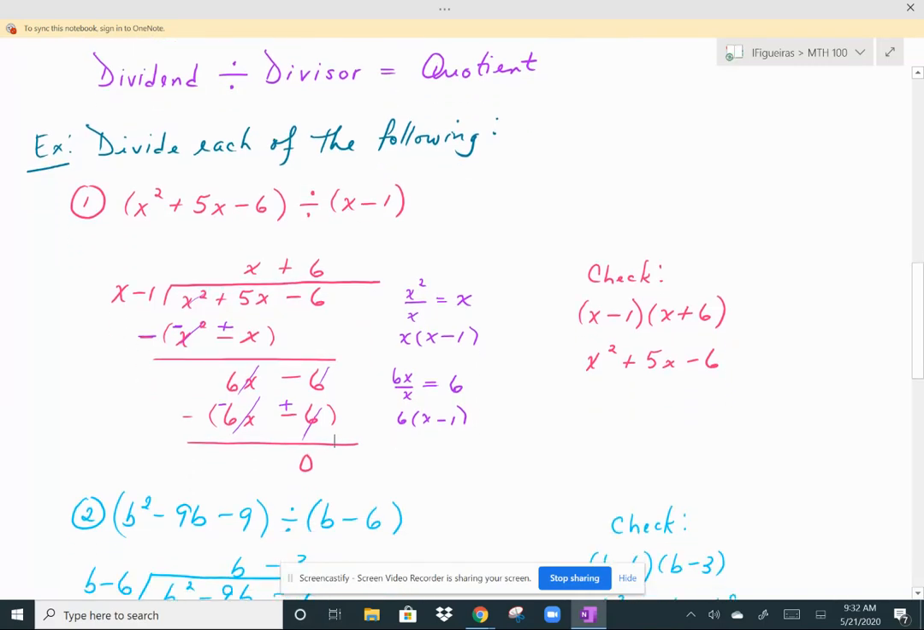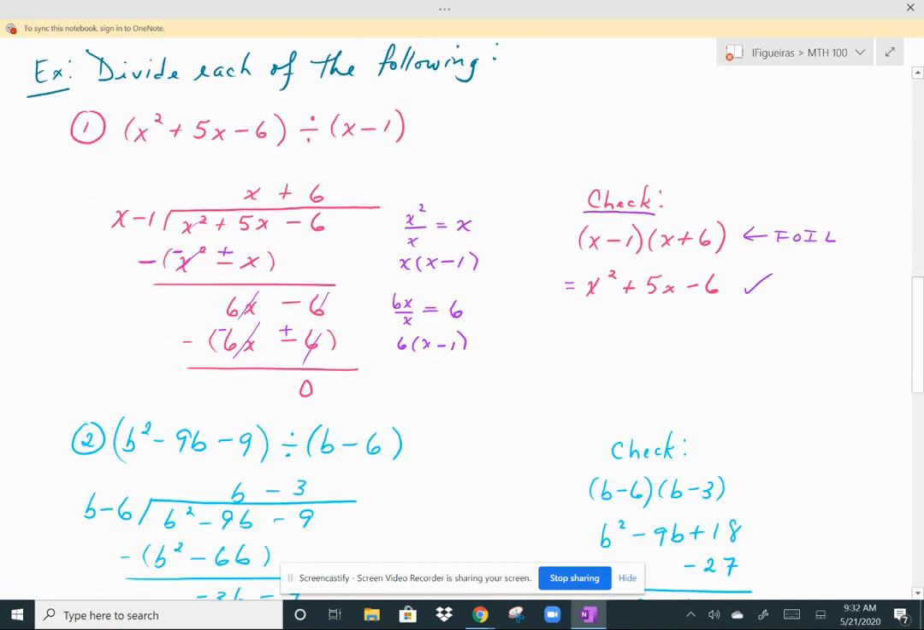And just like long division with just numbers, you can check, which is what I did here. You can take your divisor and multiply it by your quotient or your answer, and that result should give you the original dividend, which it does. So if you were to FOIL this out, so you have to expand this by FOILing first, outer, inner, last, and you would get x squared plus 5x minus 6. So it checks out. All right, let's move on.